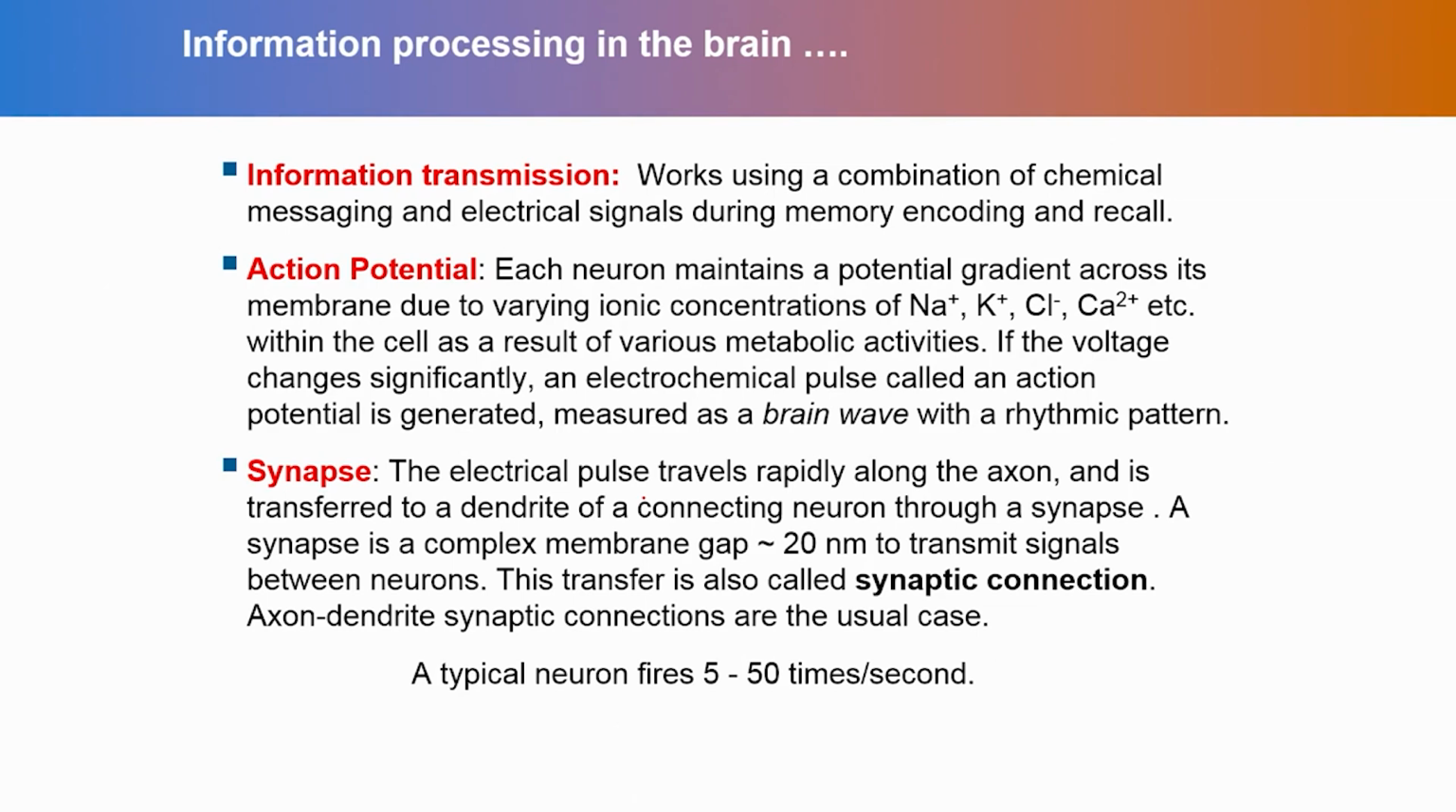Action potential. Each neuron maintains a potential gradient across its membrane due to varying ionic concentrations of sodium, potassium, chlorine, calcium ions within the cell as a result of various metabolic activities, right. It can be anabolism, it can be catabolism. So, we have various metabolic activities, and because of which we have varying ionic concentrations. If the voltage changes significantly, an electrochemical pulse called an action potential is generated, and this is measured as a brain wave with a rhythmic pattern.